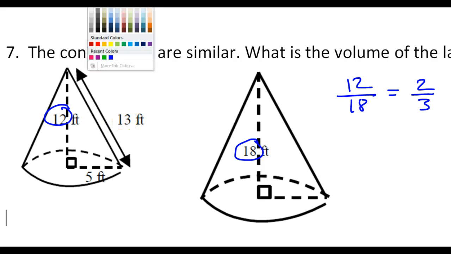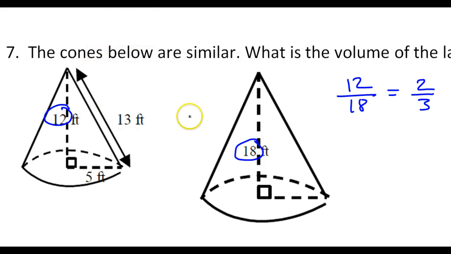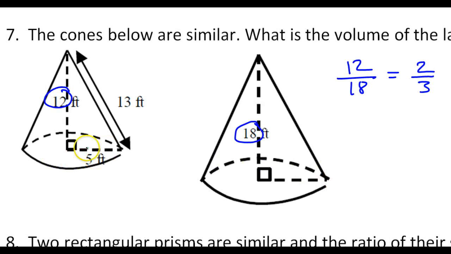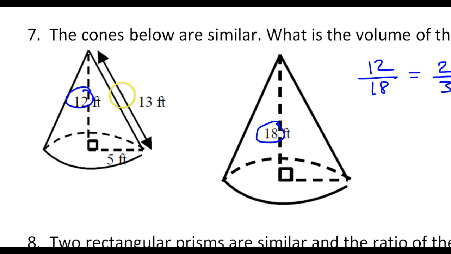Now, let me switch to purple if I may. I'm done with lengths now, so I'm switching to purple for volume. First of all, I need to know what the volume of the first cone is. Now the formula for the volume of a cone is this. Maybe I'll write it up here. Volume is equal to 1/3 the area of the base times the height. That's the formula for the volume of a cone.